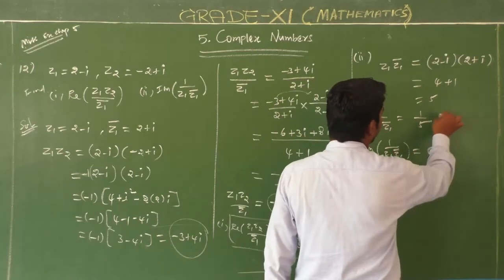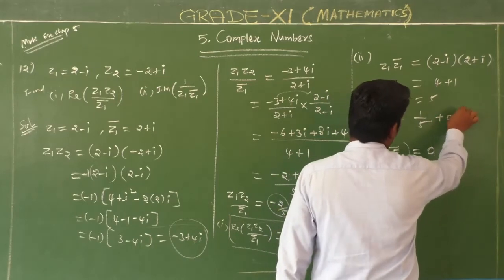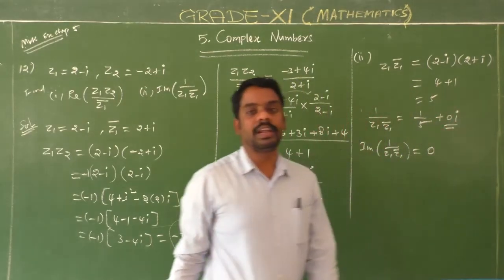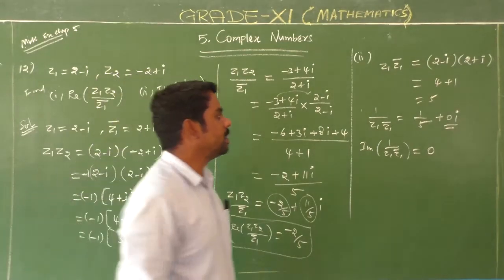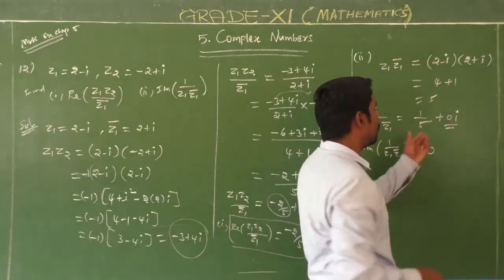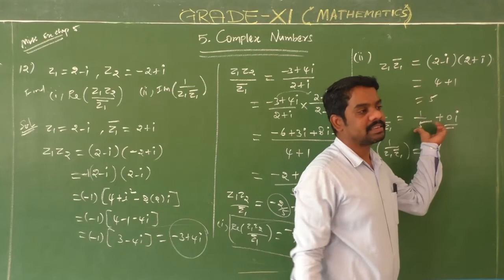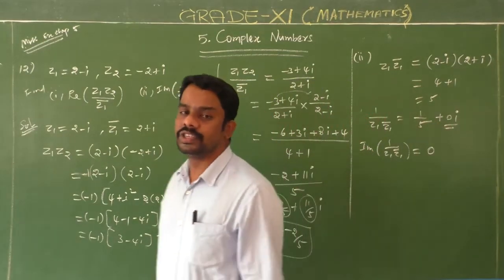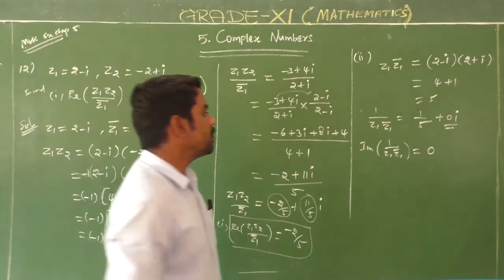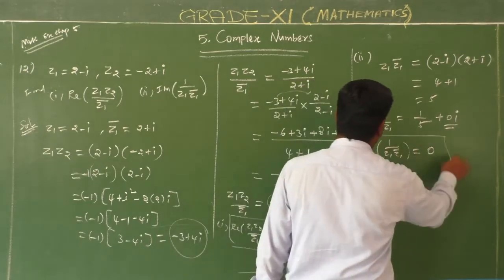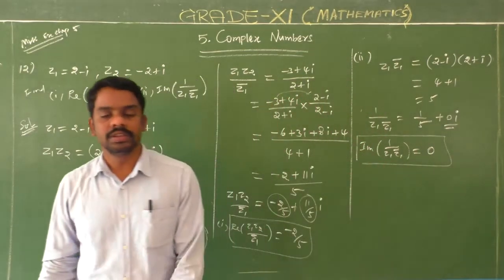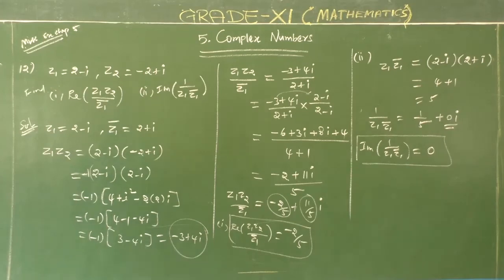Here it is 1 by 5 plus 0i. Only pure real. This complex number 1 divided by z1 bar has only a real part. The real part is not 0 and the imaginary part is 0, so this is pure real. So the imaginary part of 1 by z1 bar is equal to 0.